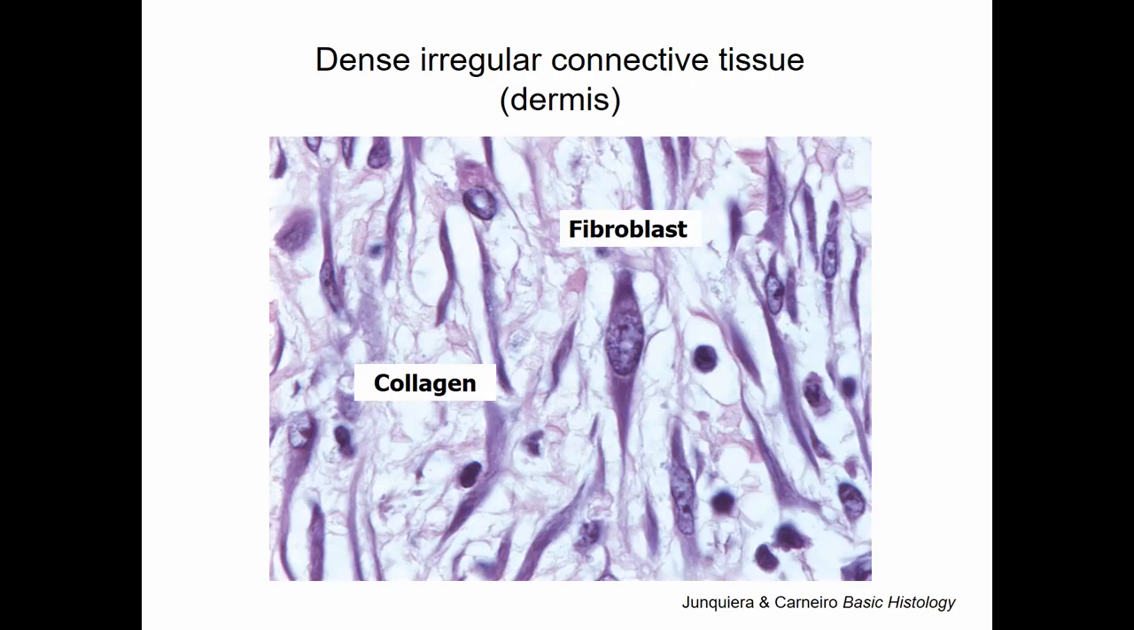Okay. Here is another dense, irregular connective tissue. This is from the dermis. So this is a fibroblast. You can see its nucleus. You can see its cytoplasm. And you can see a lot of collagen between the cells. And because it's an irregular connective tissue, when you cut the fibroblasts, they're not going to all be lined up the same way. These two are. But this is cut in cross-section. Other ones are cut in cross-section.